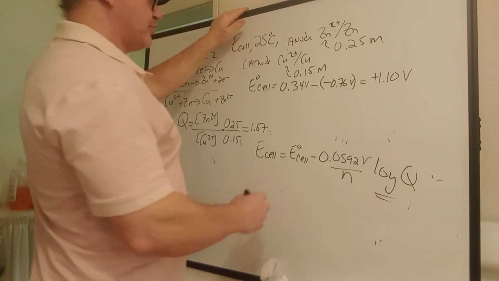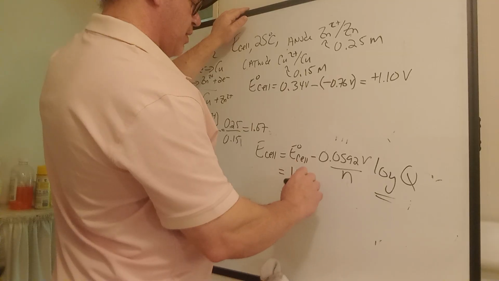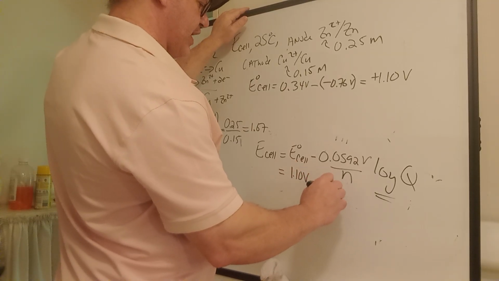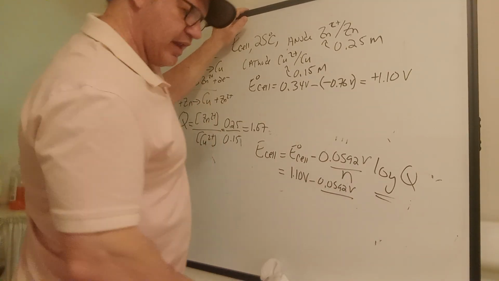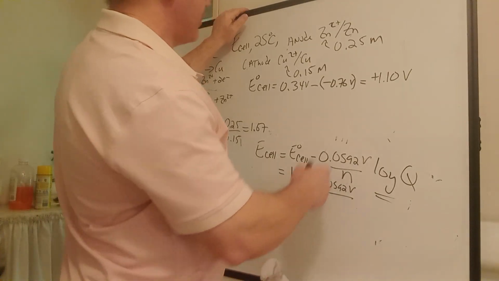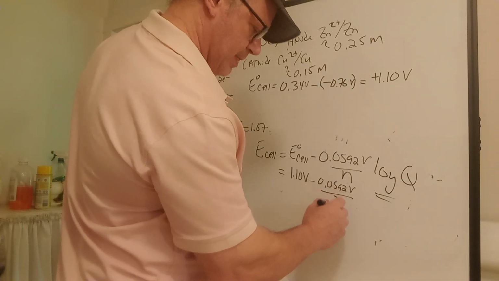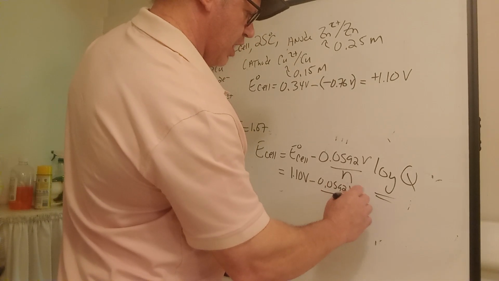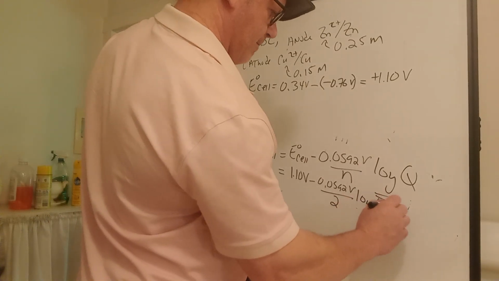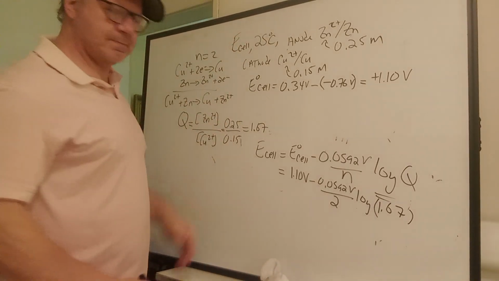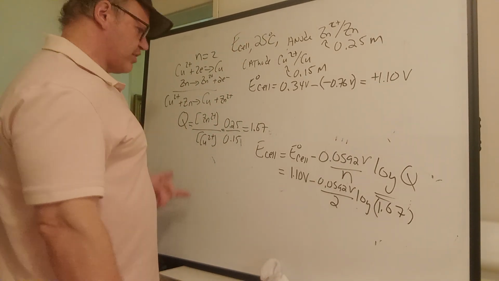At this point, all we have to do is plug in here. E cell is equal to 1.10 volts minus 0.0592 volts. That carries the units, volts and volts. And then we just put the number, what do we have here? We have 2 here, right? We have 2. And then we have log of 1.67. That's Q. It's no longer 1. Q is not under standard conditions.